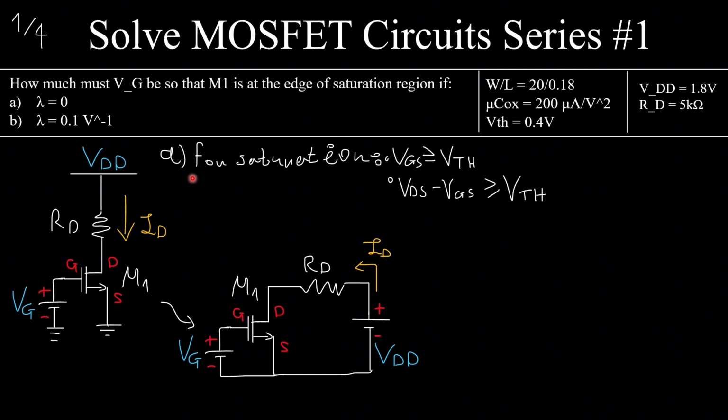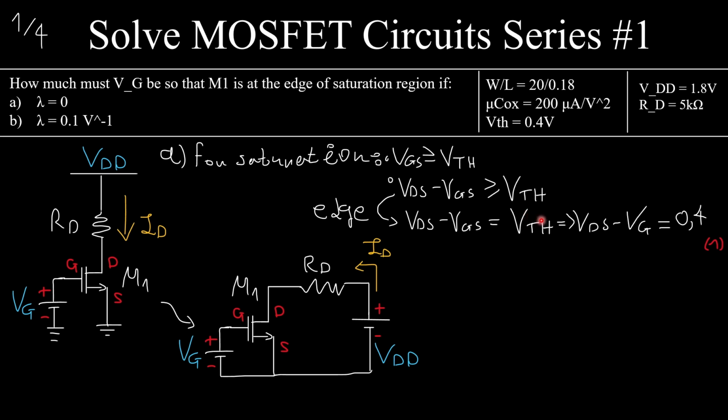For saturation, I know that these two conditions must always hold. VGS, the voltage here minus the voltage here, must be more than or equal to VTH. And VDS, the voltage here, minus VGS, must be more than or equal to VTH. These are very fundamental. If you don't know this, check out my video on the basics of the MOSFET, so you can have a better foundation. Anyway, the edge will be given when this is equal to this.